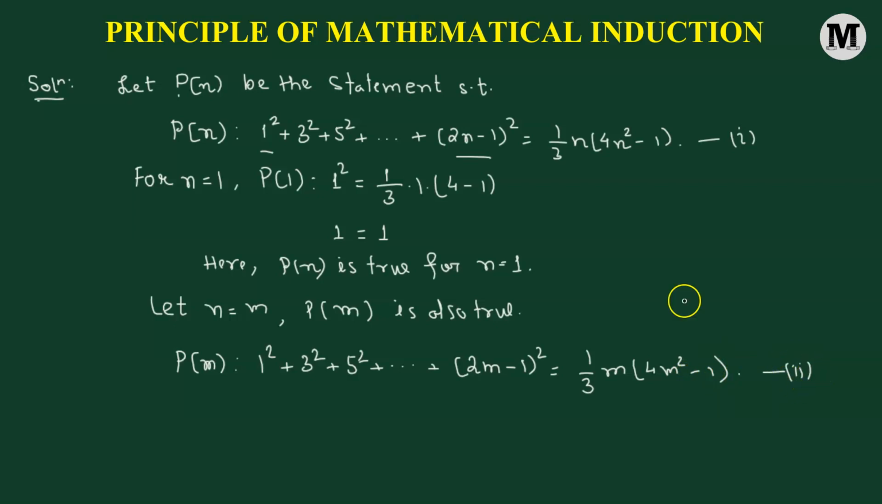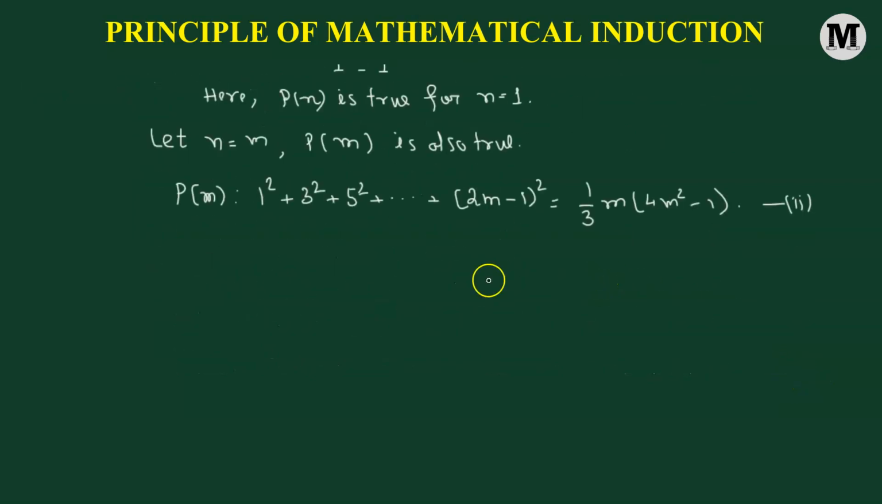Now since we are assuming that P of m is a true statement, we will show that it is also true for the next consecutive integer. So after m, we have m plus 1. We will try to show that P of m plus 1 is true as well. So how do we show that P of m plus 1 is true?